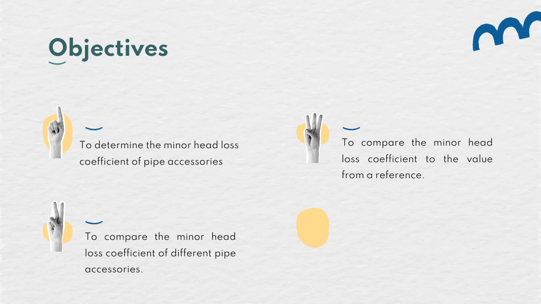The objective for the experiment is to determine the minor head loss coefficient in a pipe accessory. The second is to compare the minor head loss coefficient of different pipe accessories. And the third is to compare the minor head loss coefficient to the value from the reference.